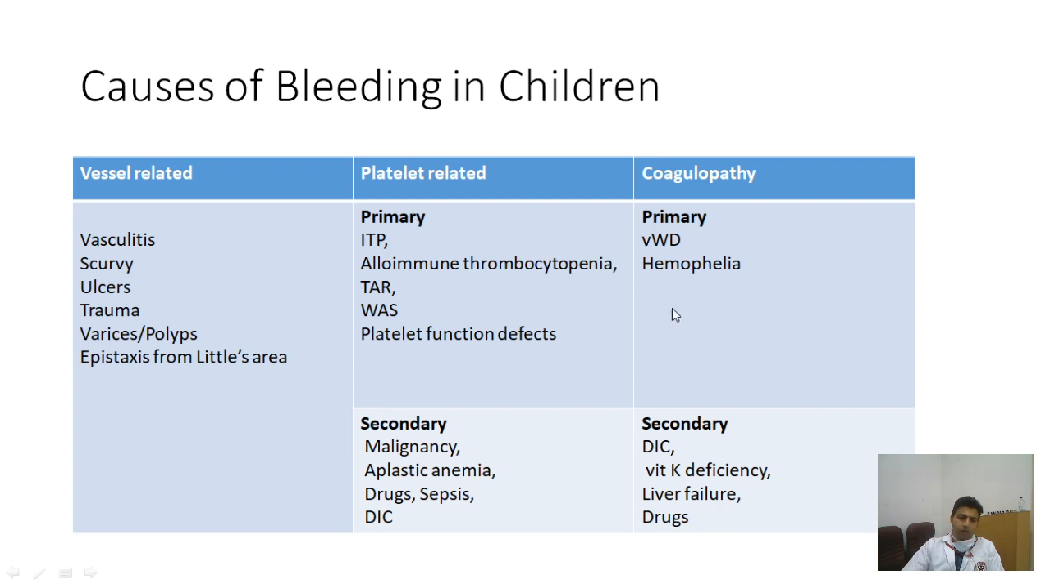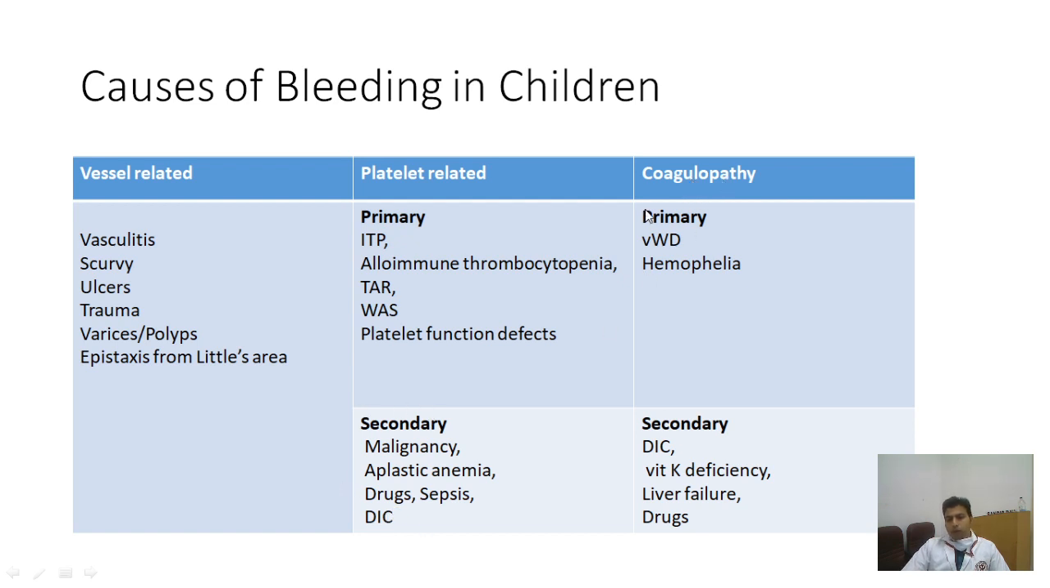to bleeding. Secondary problems in platelets could arise due to malignancies, aplastic anemias, due to which there is not enough platelet production from the marrow. Drugs such as some antibiotics, cephalosporin groups, or some anti-epileptic drugs can lead to a decrease in the platelet production. Sepsis and DIC are secondary problems.